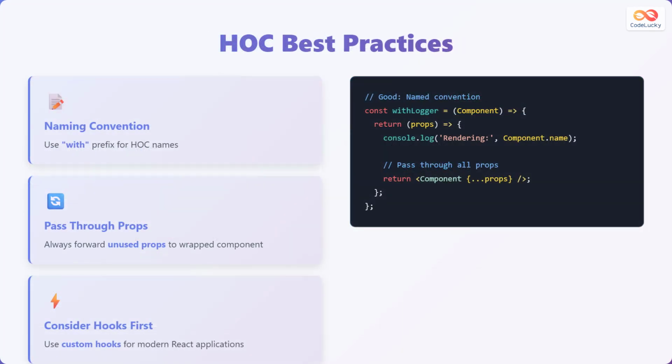Here are some best practices to keep in mind when working with higher-order components. First, use the with prefix for HOC names to clearly identify them. Always forward and use props to the wrapped component to avoid unexpected behavior. Finally, consider using custom hooks for modern React applications, as they offer a more flexible and composable alternative in many cases. The code sample shows a good naming convention for the HOC, using the withLogger name. Also, it shows how to pass through all the props to the wrapped component.